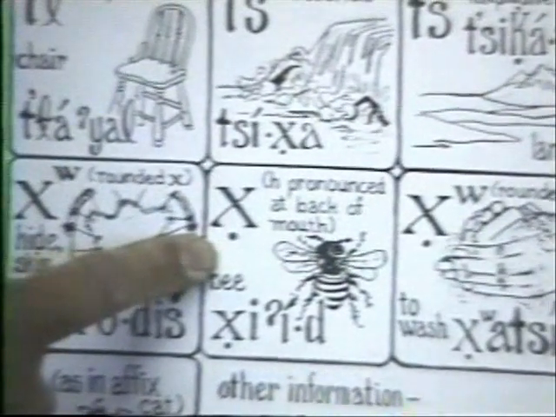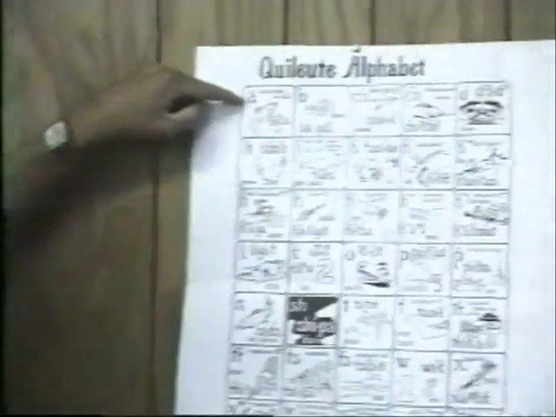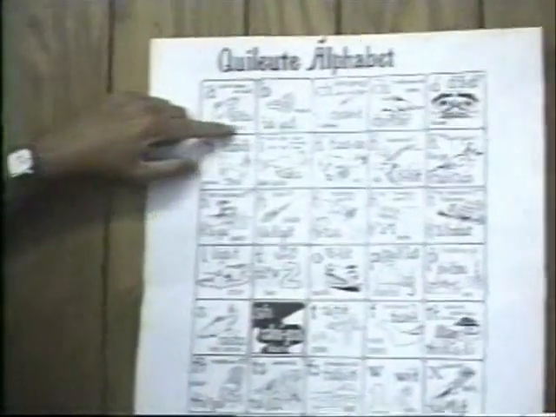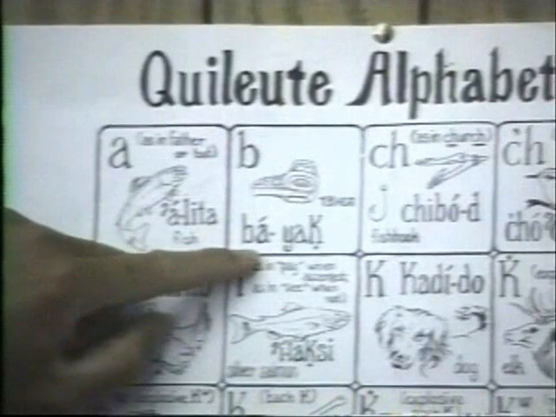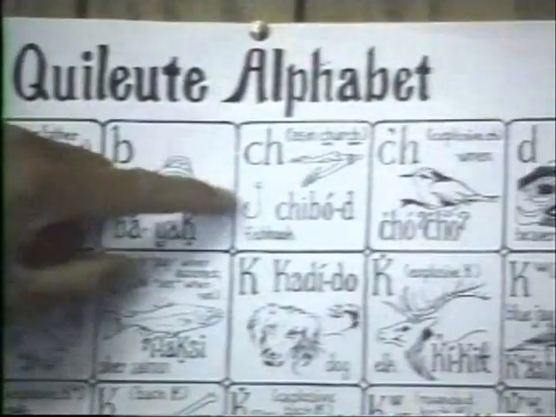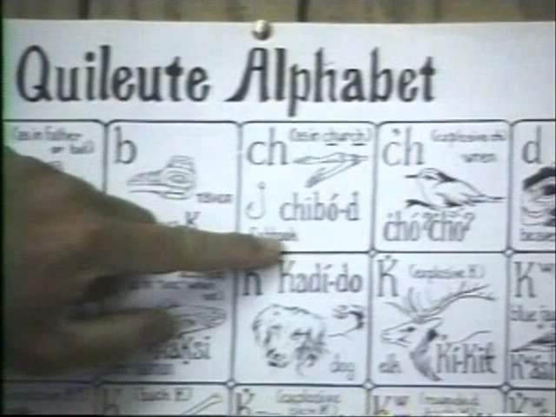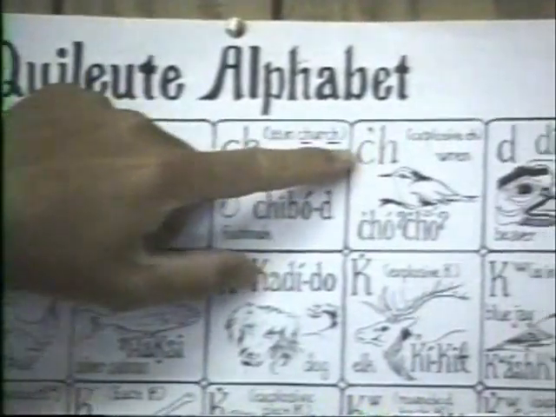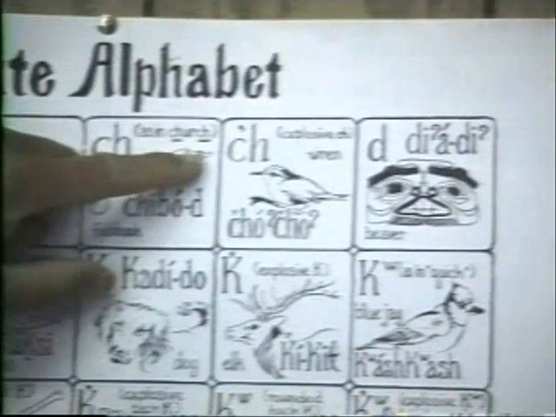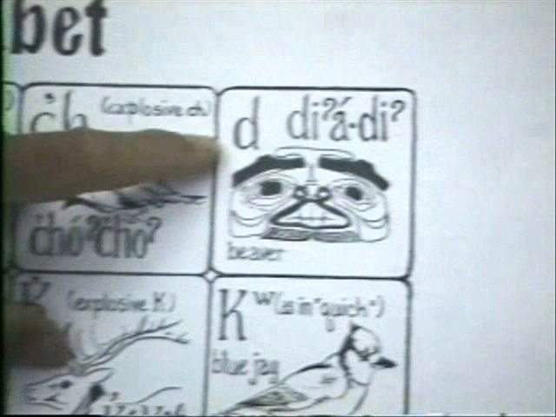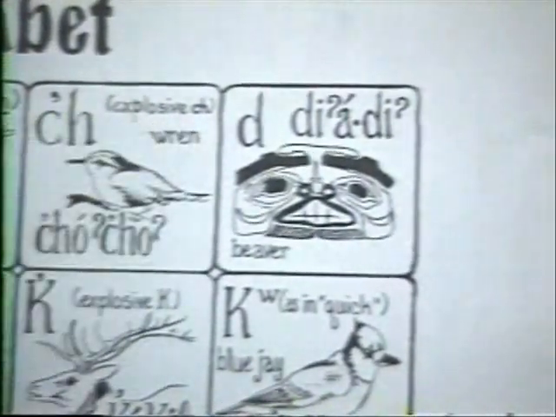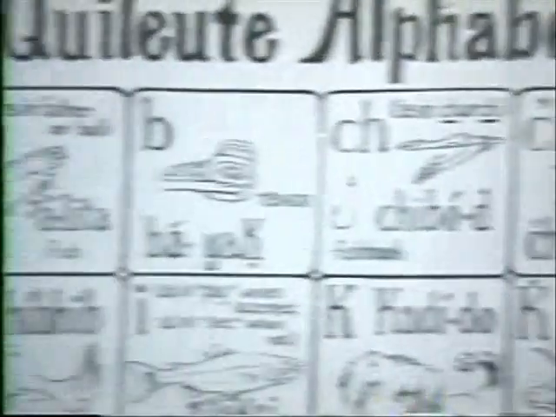So in Quileute we have, and let's just go through the alphabet one more time, starting with A. A, ʻAlita. Ba, bāyak. Cha, chibod. Remember, the comma over a letter means that it's explosive. Cha, cho. Da, di. Ha, hib.